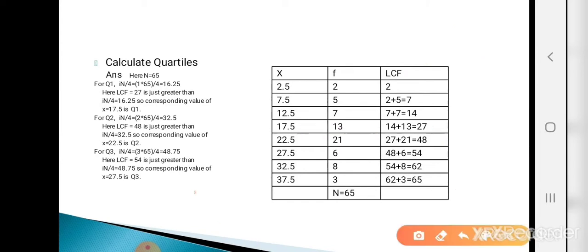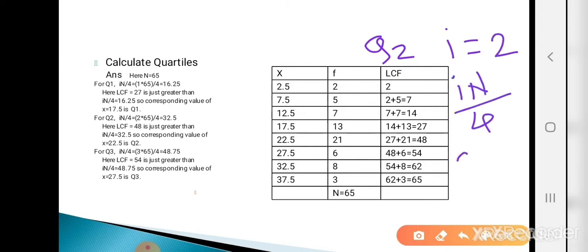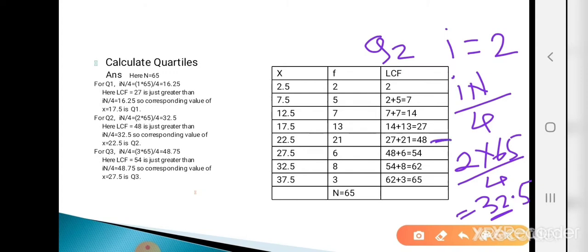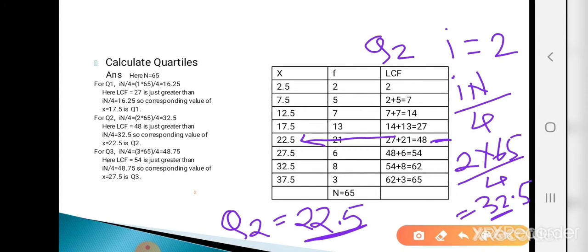Now for finding Q2, put i is equal to 2. So the second step is to calculate iN divided by 4. So 2 into 65 divided by 4. So the value is 32.5. Now see the LCF just greater than 32.5. So here which LCF is just greater than 32.5? Here the LCF 48 is just greater than 32.5. So the corresponding value of X is the second quartile. So here Q2 is equal to 22.5. So the second quartile value is 22.5.